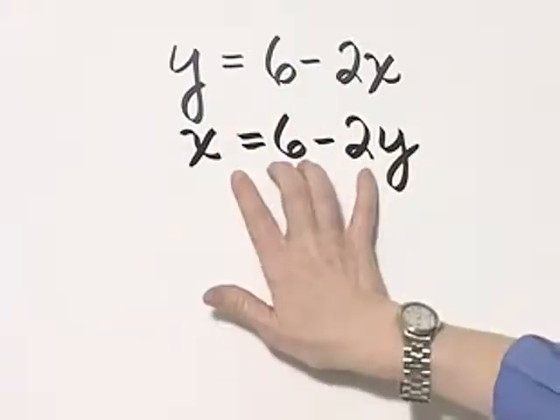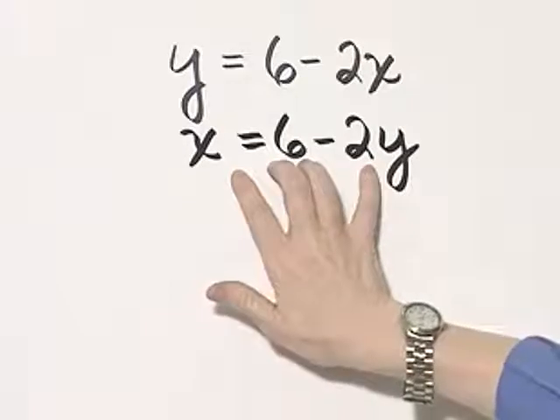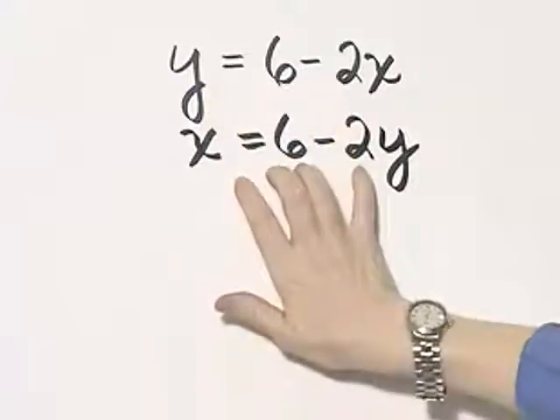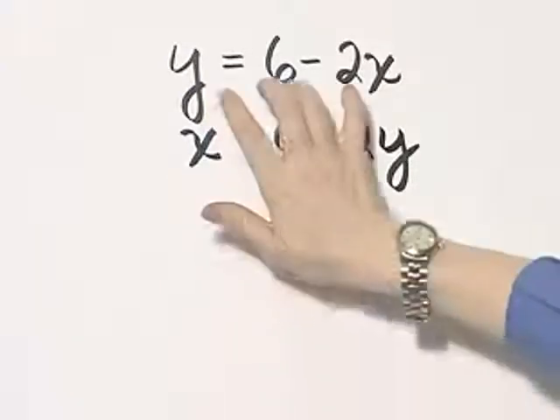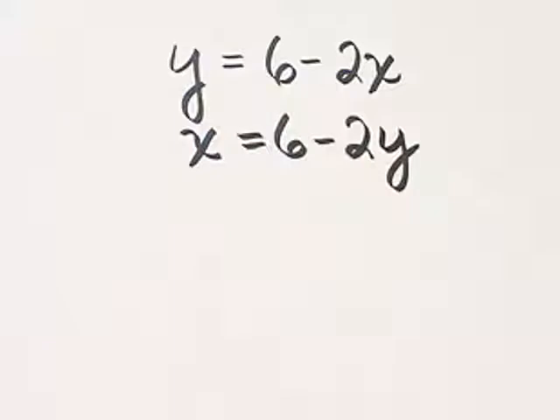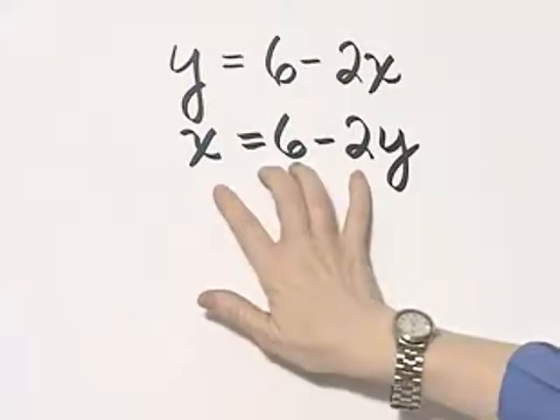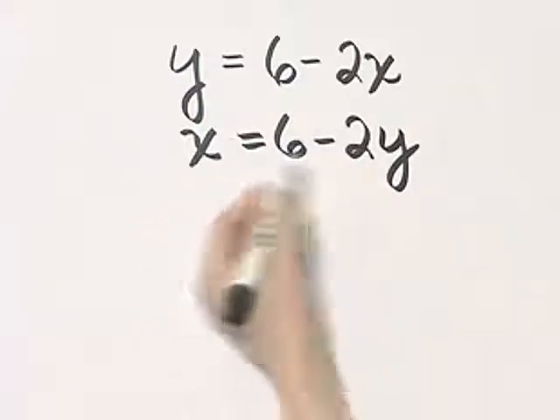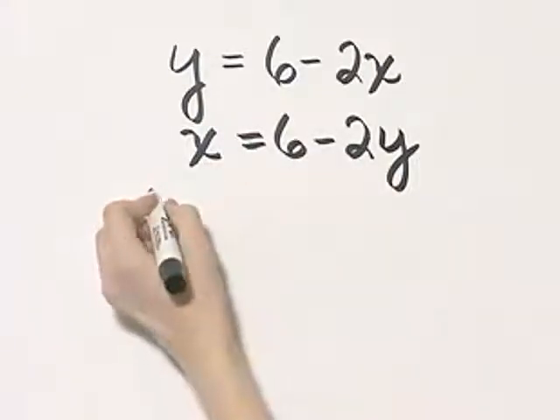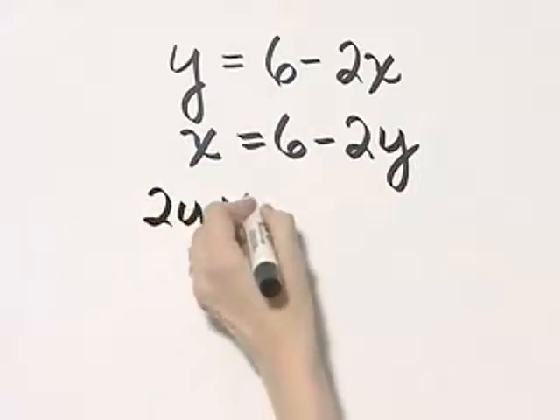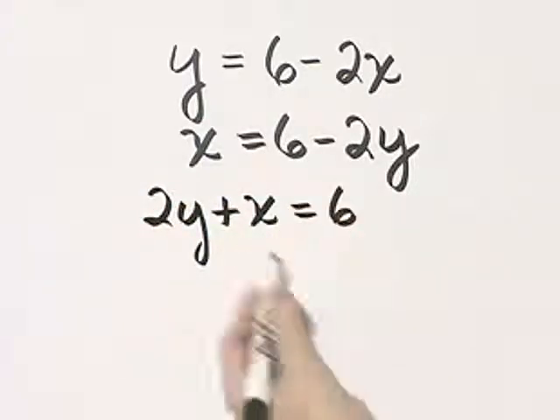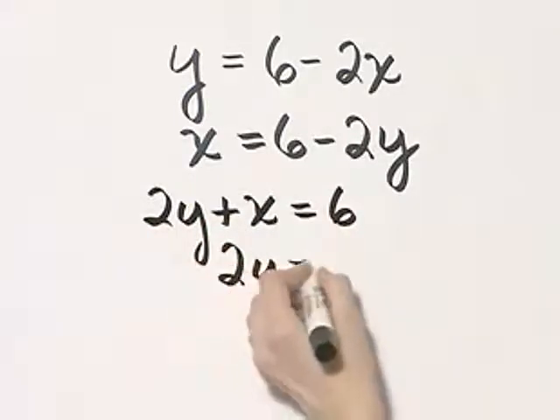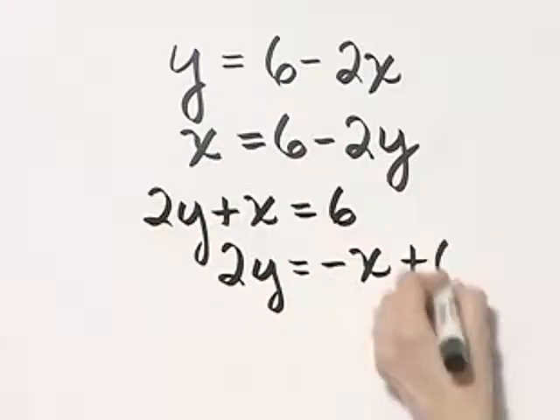Believe it or not, this now gives us a rule for finding the ordered pair solutions of the inverse of this function, because all ordered pairs will be switched from ordered pairs of this equation. We would like this, though, solved for y, so let's take a moment and solve it for y. I'm going to add 2y to both sides, so I'll have 2y plus x is equal to 6. Then I will subtract x from both sides, and I'll have 2y is equal to negative x plus 6.